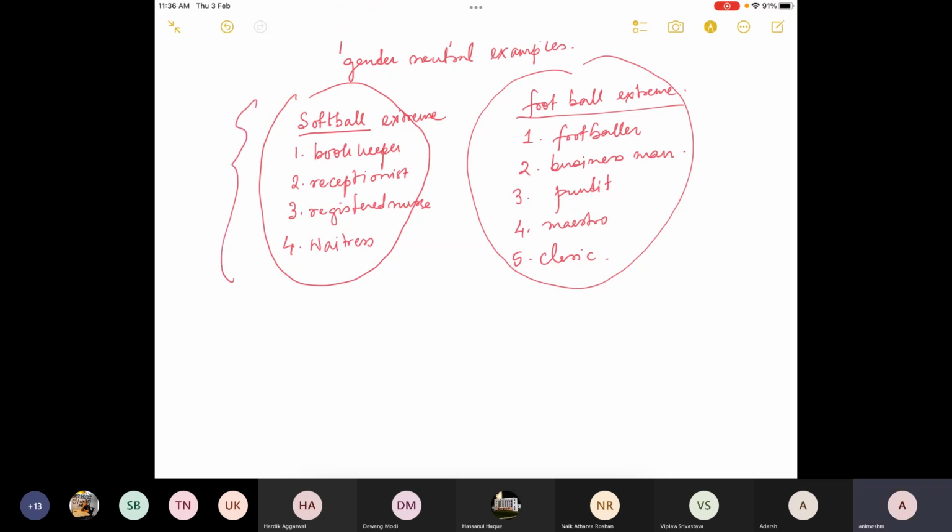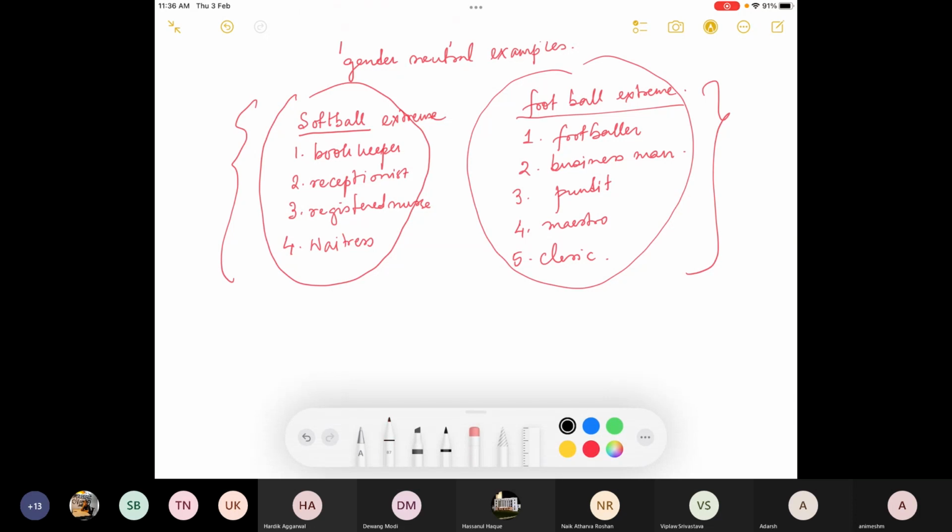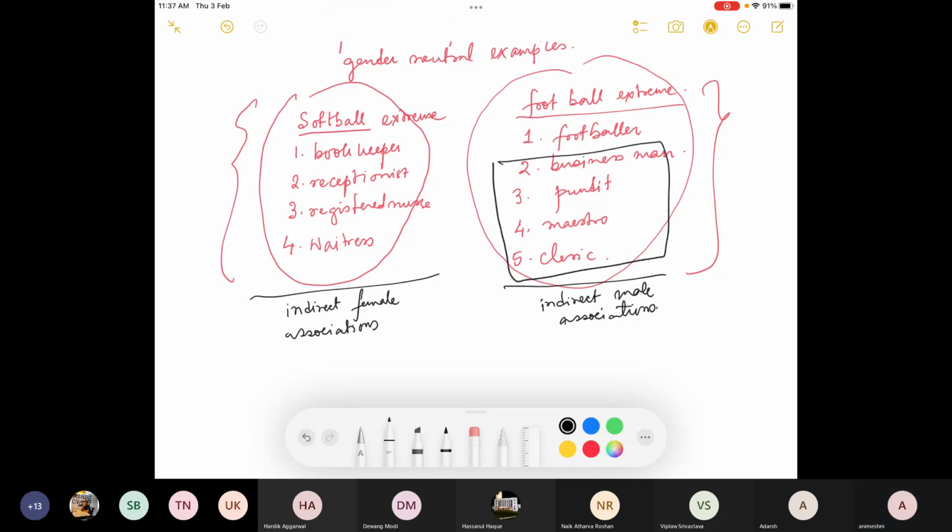Why is this set of words close? And why is this set of words close? This is apparent, right? Because of their indirect female associations. And because of their indirect male associations, at least these ones. The connection of football with at least these words is because of the indirect male associations, and for softball, with these words it is because of all of their indirect female associations.